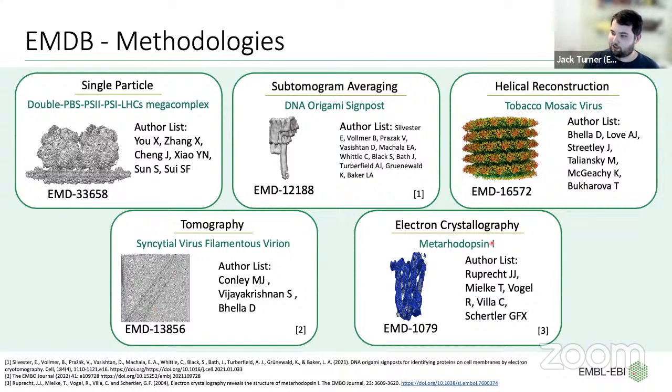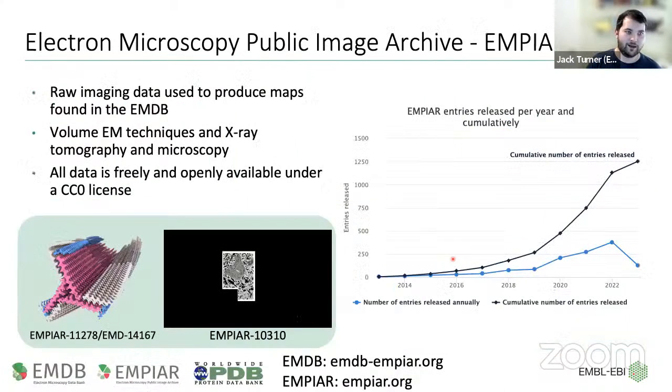And then finally, on the side of electron crystallography, we have this metarhodopsin 1, which was the first electron crystallography entry deposited to the archive. So that gives you a brief overview of the EMDB and its growth and the type of entries that we see in the EMDB. Now I want to talk to you a bit about the Electron Microscopy Public Image Archive, or EMPIAR.